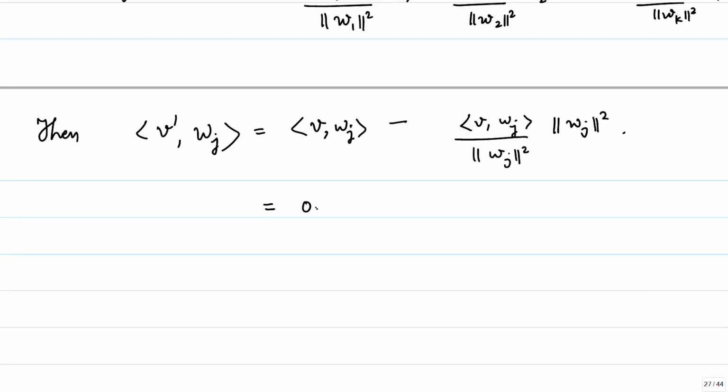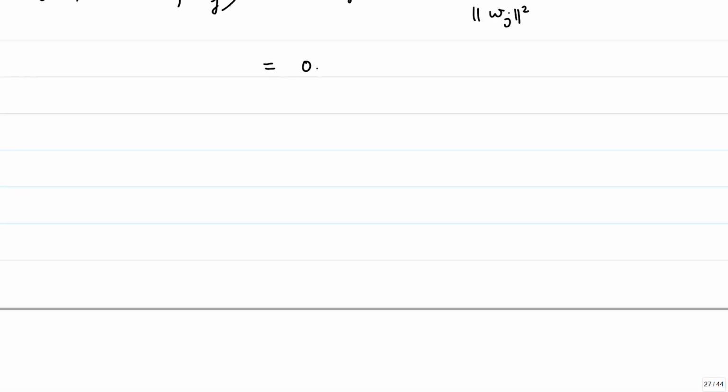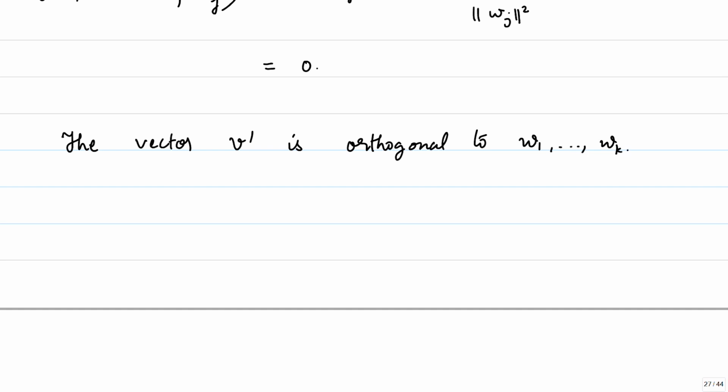So effectively we have proved that, so let me write down the statement. The vector V prime is orthogonal to W1 to Wk.